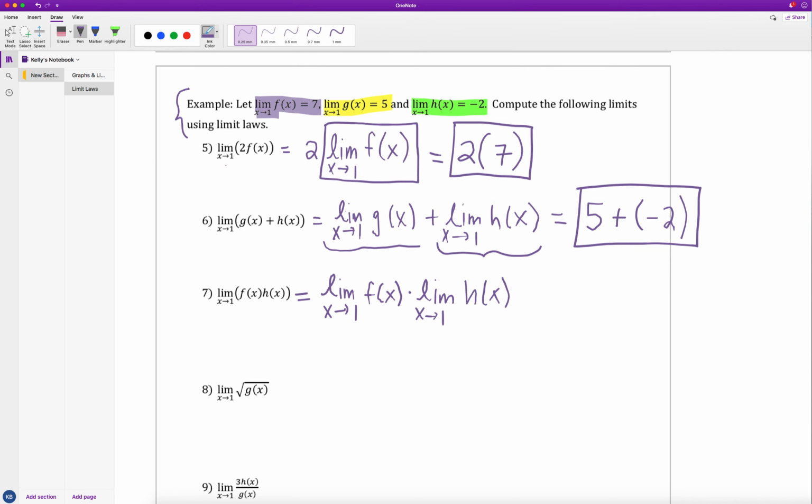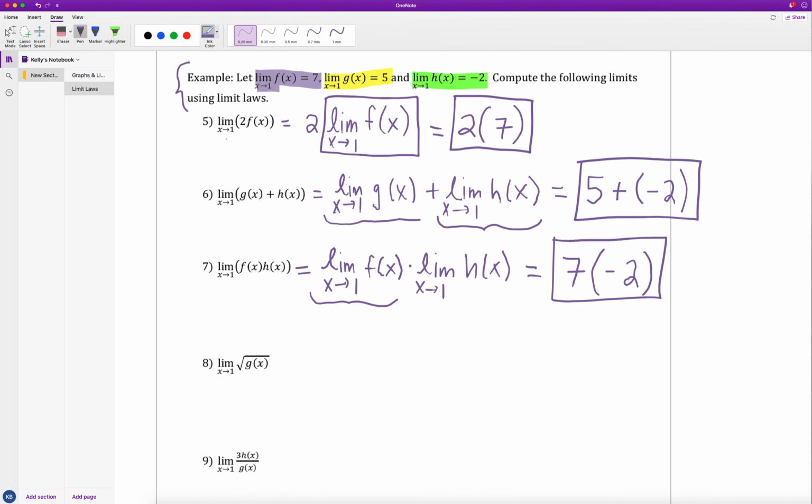And since we were given what each of those limits individually are equal to, this is equivalent to, instead of saying the limit as x approaches 1 of f of x, I can replace this first piece with 7, since I know that is equal to 7, times the limit as x approaches 1 of h of x, which we know is equal to -2. Now that my answer is numeric, I am good to go, and I can go ahead and box that.